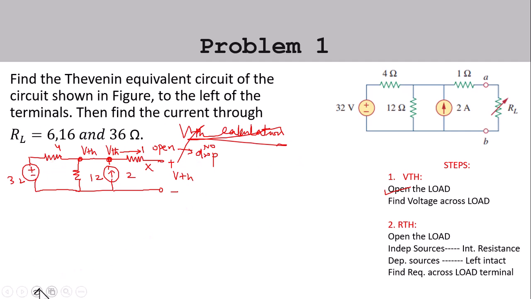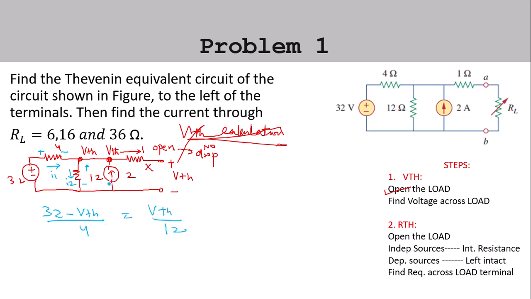So we will assume certain currents first of all before we proceed further. Let us assume that this current is I1 and this current is I2. We'll be assuming the current directions as per our own choice, and now we are ready to write down the KCL equation. So we can write (32 minus VTH) upon 4, because it is V by R. You can either write I or V by R, is equal to I2. That will be VTH upon 12.